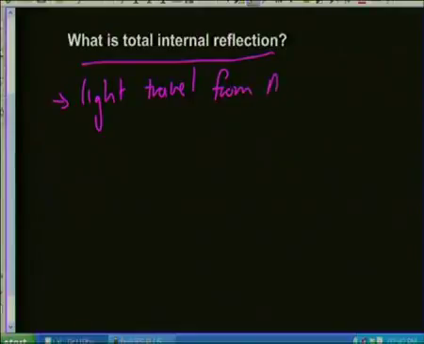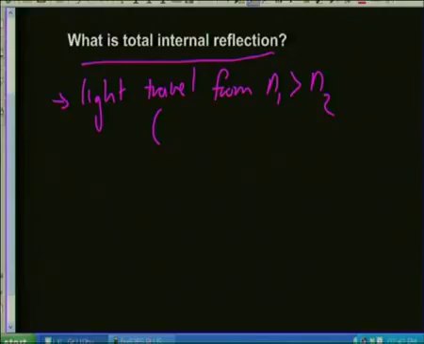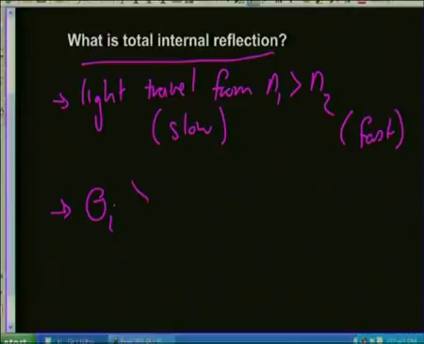a high refractive index, N1 greater than N2. So it's a high refractive index to a smaller refractive index, from an optically dense medium to a less dense medium. In other words, it will be changing its speed. It will be moving slow in the first medium and fast in the second medium. And the second thing we need to recognize is that when light does this, if the angle of incidence is greater than something called the critical angle, then we won't get refraction, but we'll get reflection.